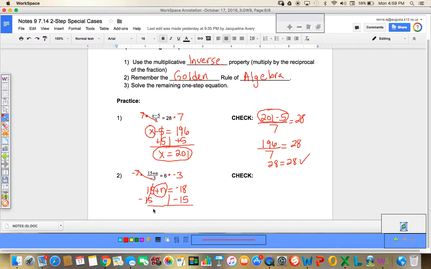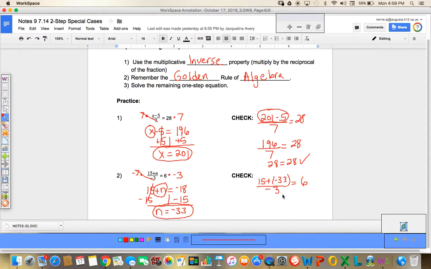15 minus 15 is 0, n equals, and -18 minus 15. I'll give you a second to think about that. If you said -33, we might be correct. Let's double check it to make sure we didn't make a mistake. We're going to write down 15 plus -33, divide that by -3, and hopefully it will equal 6.